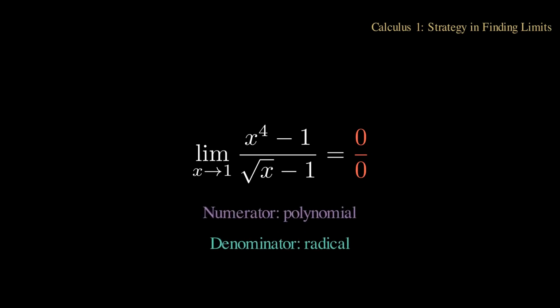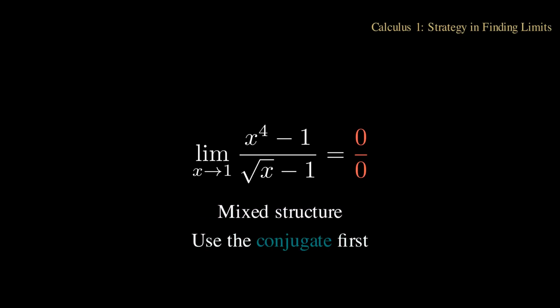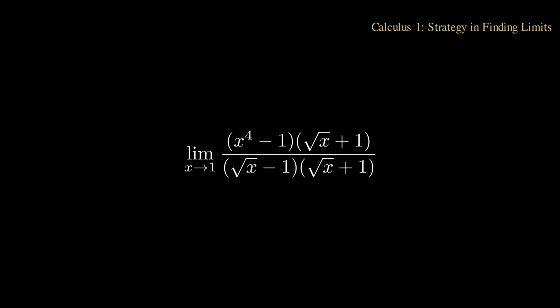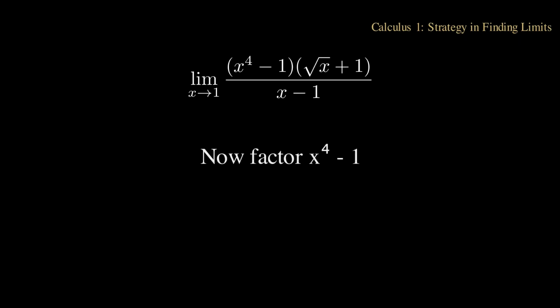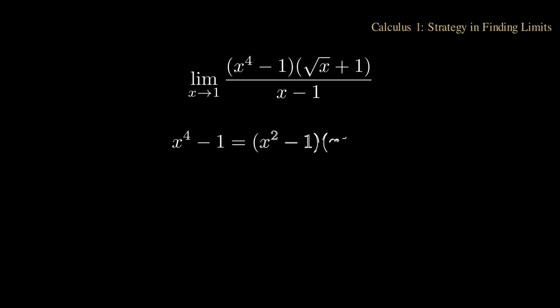Let's work through it. Direct substitution, 1 minus 1 over 1 minus 1 giving 0 over 0. This confirms the indeterminate form. Now examine the structure. The numerator involves a fourth power, a polynomial. The denominator involves a square root. This mixed structure suggests the conjugate method, but let us look more carefully.